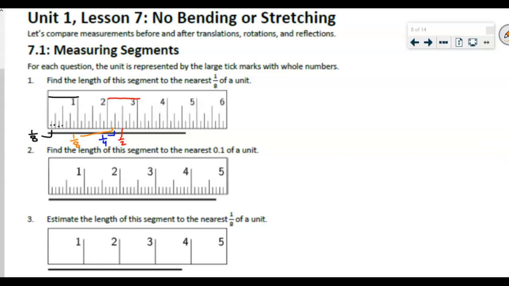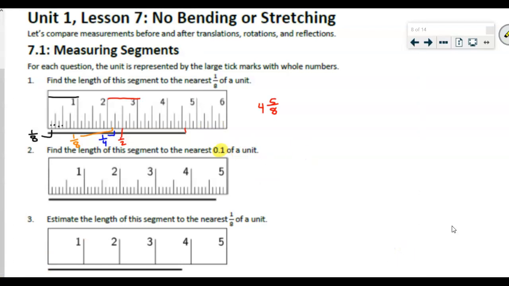So measuring this actual line segment, we can see that it is between 4 and 5. How far along is it? Again, these are our 8 units. 1, 2, 3, 4, right there takes me to 4 and 5/8 of a unit. You'll notice that on number 2, it is a little bit of a different scale. We don't have eighths anymore, which is great because the directions say to the nearest 0.1 of a unit.